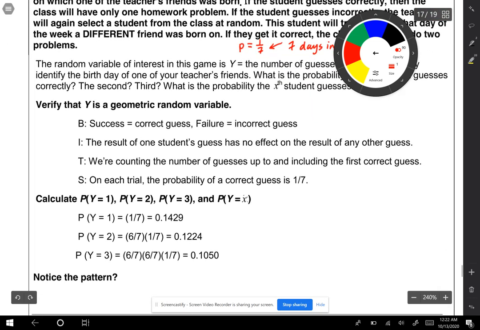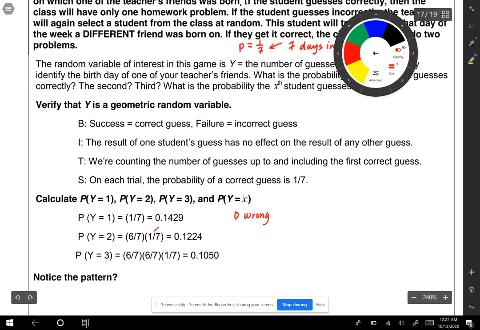Right. Calculate the probability when y equals 1, y equals 2, y equals 3, and y equals x. So y equals 1, so you would get 0 wrong. You're correct on the very first try. And so the probability is 1 out of 7, which is 0.1429. For y equals 2, the first one is wrong, and therefore the correct is 1/7, and the two should add up to one whole.